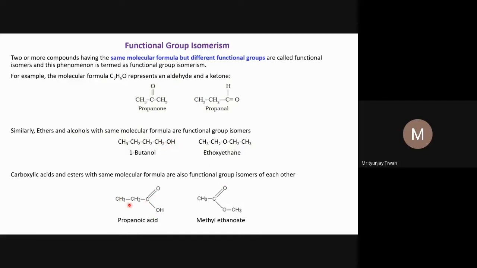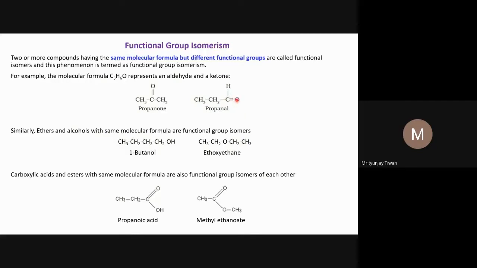Similarly, for esters you can see a similar example. Let us now see this case in detail. This is propanone, with the C double bond O. This is the ketone that we know, because this carbonyl group is attached to two different alkyl substituents. And this is aldehyde, CH3CH2CHO. This carbonyl group is attached to an alkyl group on one side and one hydrogen on the other side. So this is aldehyde, and they have the same molecular formula, so they are functional group isomers.